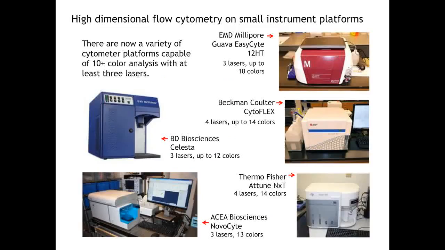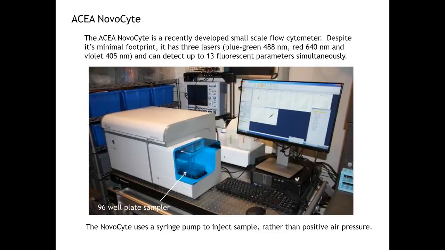Here are some of the modern platforms that are available that I just listed. The Guava EasyCyte series, which ranges anywhere from 3 or 4 colors up to more than 10, using 3 or 4 lasers. The Beckman Coulter CytoFLEX, the Attune NxT. I'd like to concentrate, though, on one platform that is representative of these technologies, the ACEA NovaCyte.